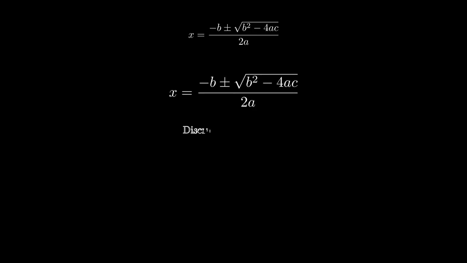Now let's look at the formula itself and understand each part. The quadratic formula is x equals negative b plus or minus the square root of b squared minus 4ac, all divided by 2a. The expression under the square root, b squared minus 4ac, is called the discriminant, and it tells us how many solutions exist.